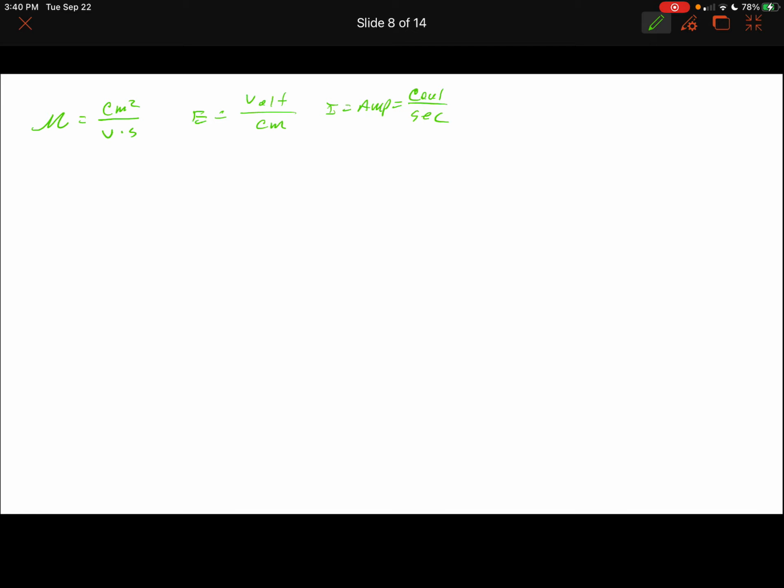Let's see, what other units or other bits should I mention? Well, we have velocity, drift velocity is equal to mobility times field, whether it's electron or hole. We could put either one in, so you might have a minus sign, but basically that's what it says. And current, again, is coulombs per second. So I is equal to coulombs per second.